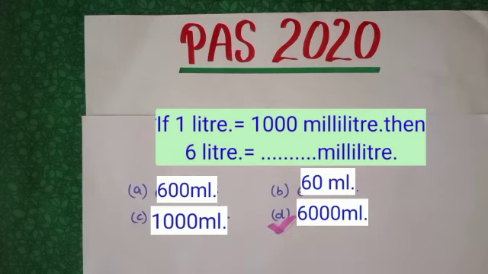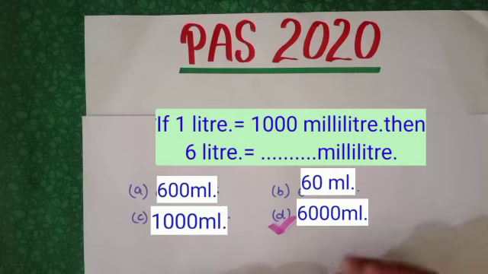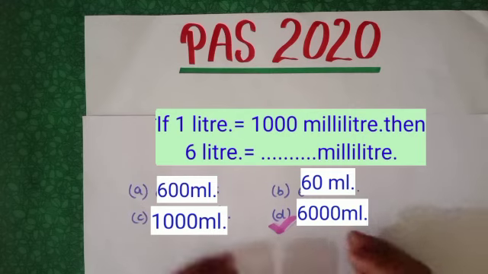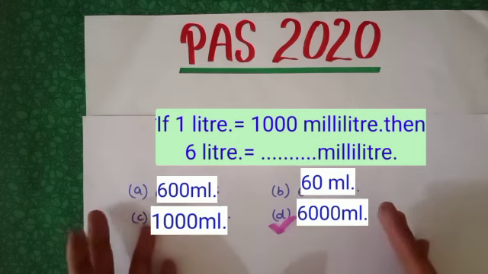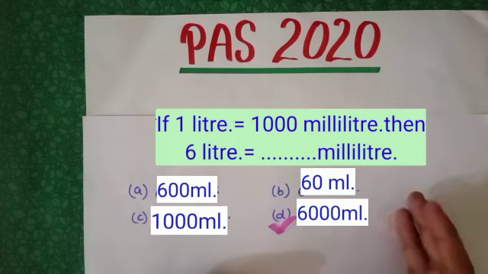We will take the right answer, and your homework is to do the activity of measuring the capacity or volume of the bucket with the help of a 1 liter water bottle at your home.